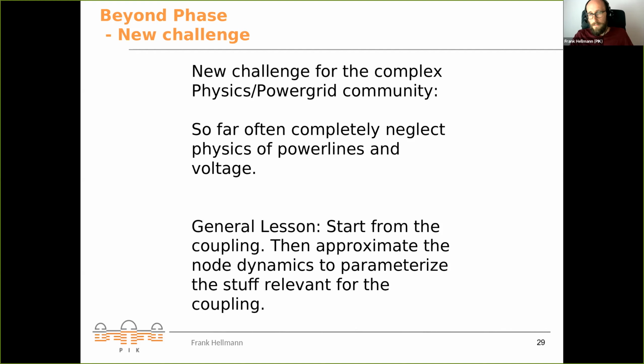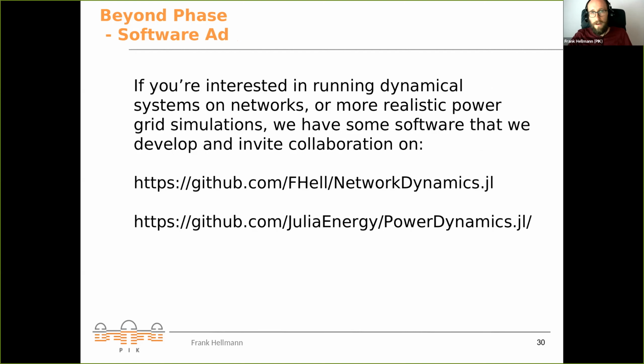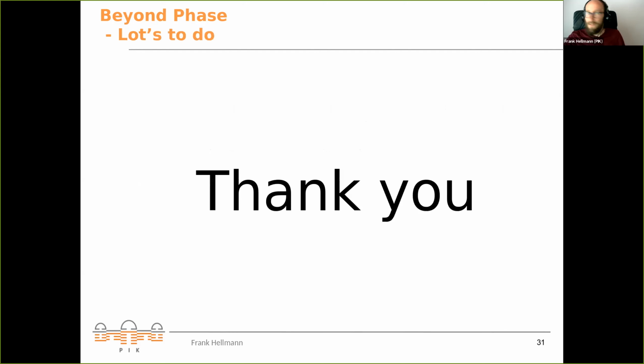I think this is also a very nice perspective shift for the network dynamics community in general, to start from the physics of the coupling and then work towards the nodes rather than the other way around, which is often done. And I will just close briefly with an advertisement for the software that we're developing to help with a lot of these simulations, also for realistic things. If you're interested in running high performance network ODEs, then do get in touch and have a look at these packages. Thank you very much.